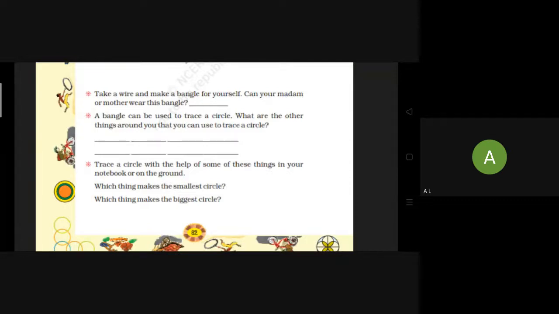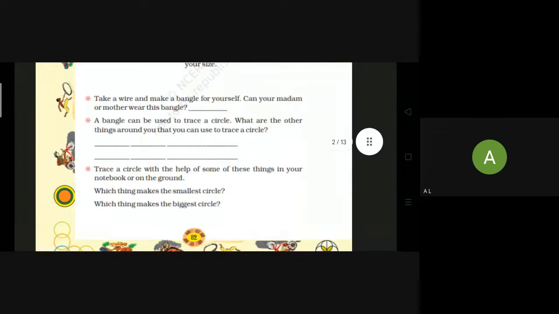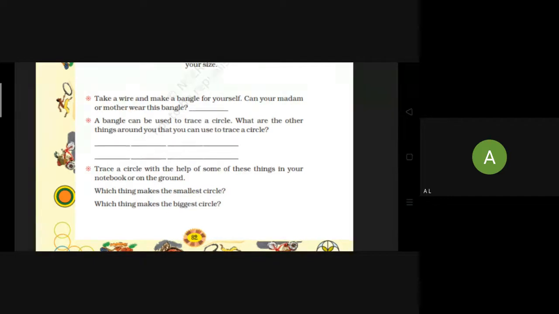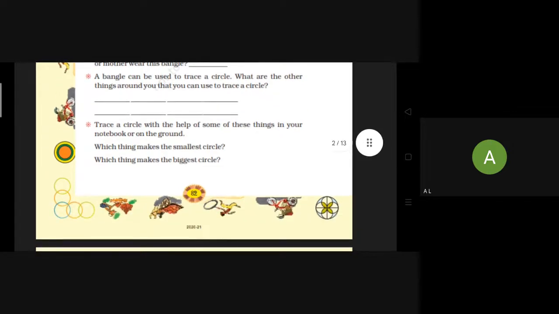Trace, I'm asking about tracing. Trace करने के लिए क्या use करोगे? Something you have to use, ना, like bangle, bowl, जिससे आप trace कर सकोगे circle. Yes, trace a circle with the help of some of these things in your notebook or on the ground.